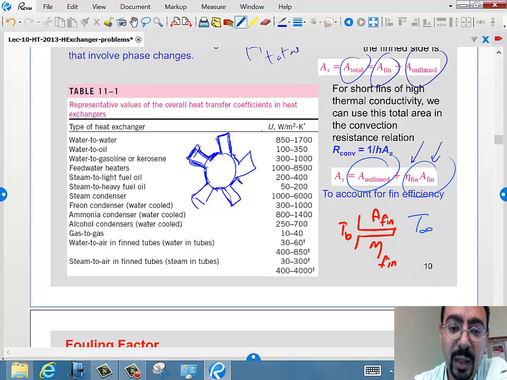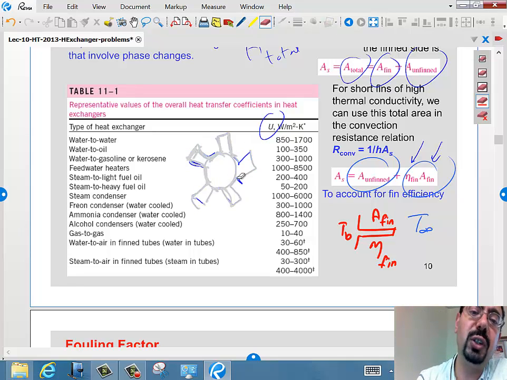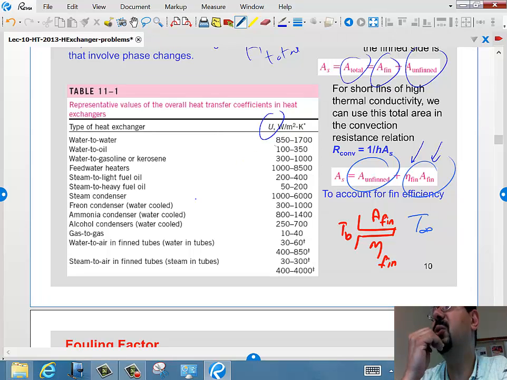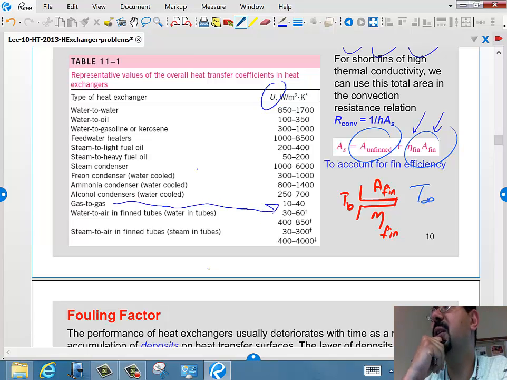Right, and so those are the typical numbers that you should expect for that overall heat transfer coefficient, and those are the types of heat exchangers that you would actually see in practice. So water to water, you should expect a U of between around, say, 800 to 1700. Water to oil, and then gas to gas, and look at this. You see this? So that tells us why we put fins on the gas side, because the H is usually very small when it comes to air.